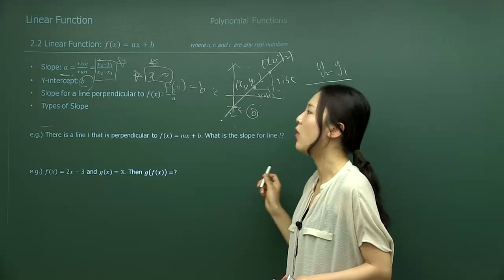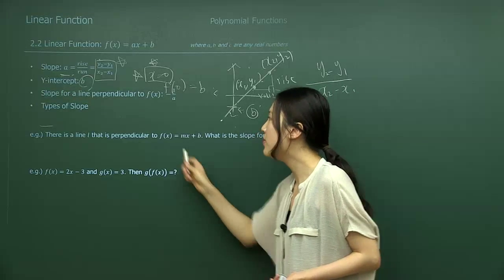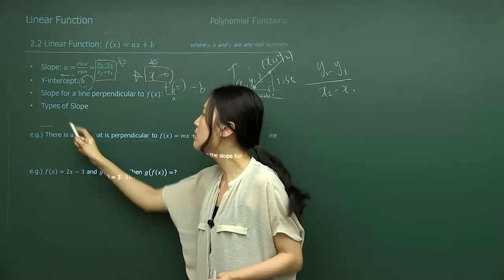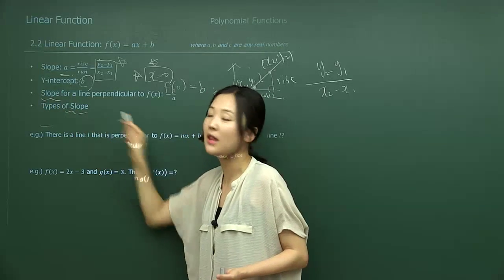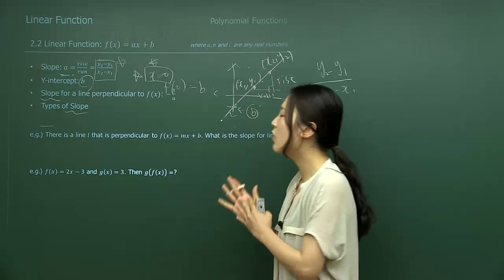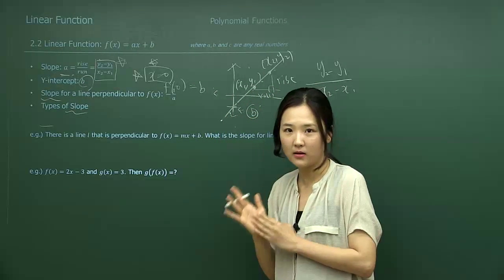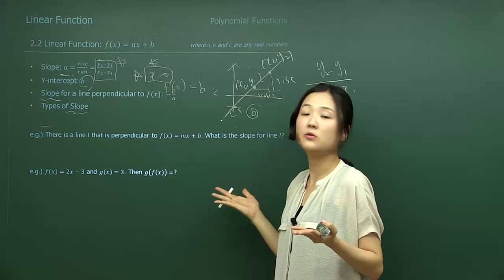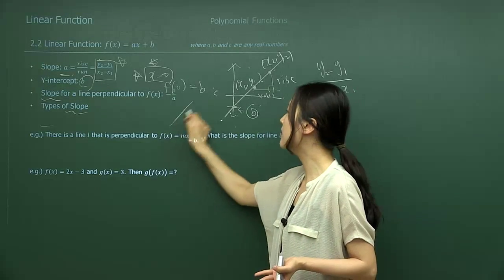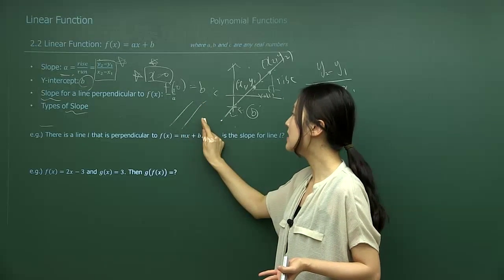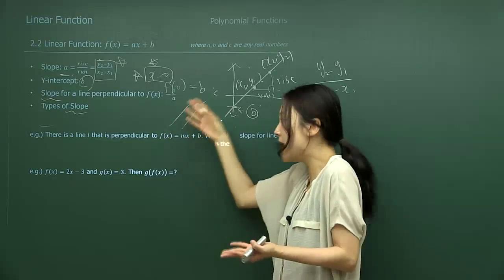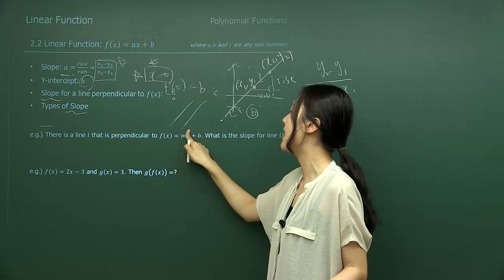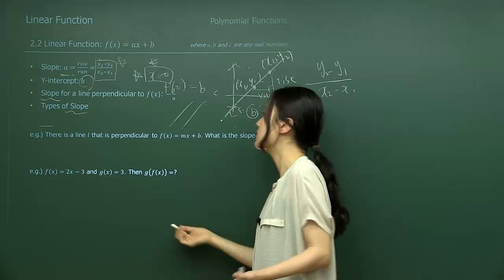Sometimes they give you more than one. And especially when the given two lines are perpendicular or parallel, you must understand their slope relationships. If two lines are parallel, then their slopes must be equal to each other, right? Because if two lines are parallel, the rise and the run between any two points will be equal to each other.